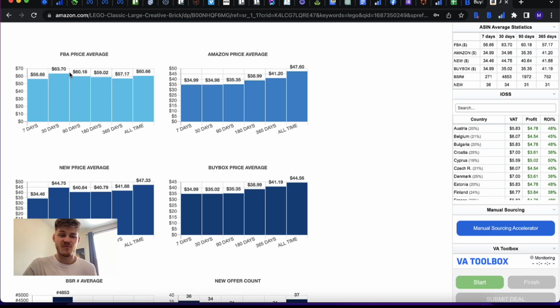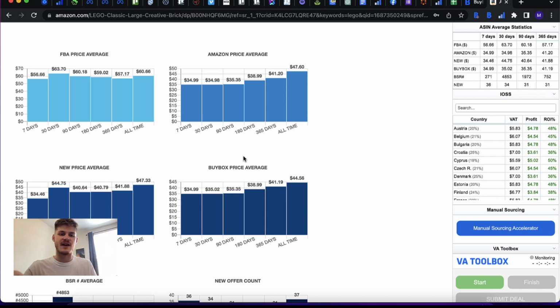So with the FBA sellers pricing, it stayed between $55 and just over $60. So it stayed within that window. It's not fluctuated crazy. We can see that the Amazon price does often line up with the buy box price, which again reinforces that they have spent a good amount of time winning it.